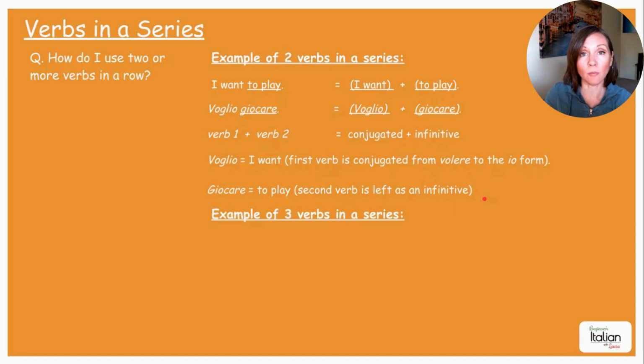So if you want to have more than two verbs in a row, in this example, I want to learn to speak Italian. Voglio imparare a parlare italiano.